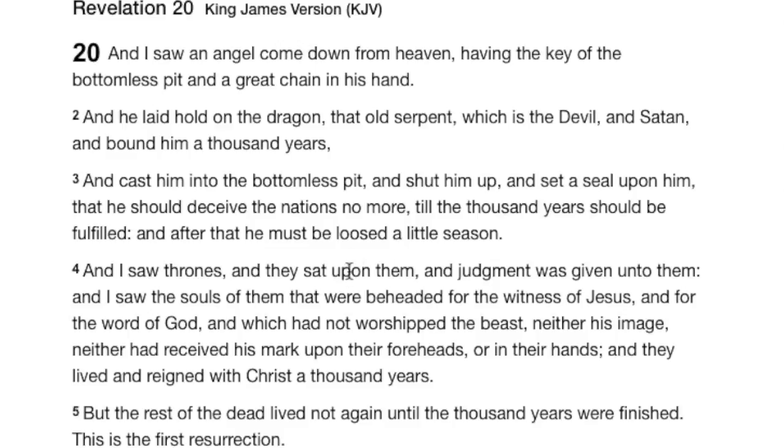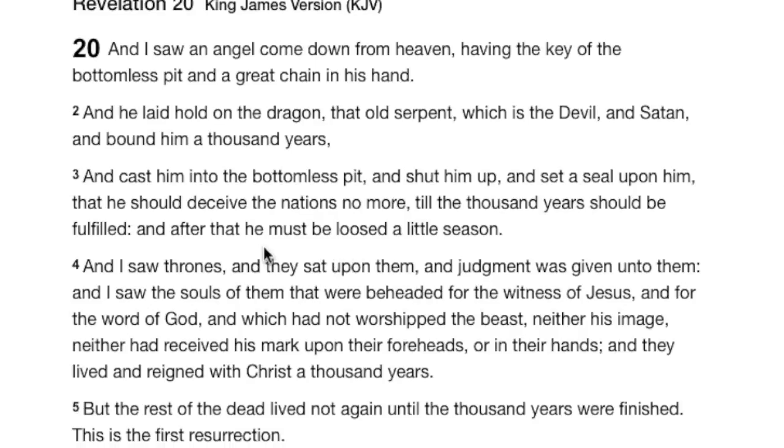He's thrown into the lake of fire. Amazing. It's an amazing story. He shall not deceive the nations no more. That means he is deceiving us now. We're totally deceived, people. Wake up from deception.